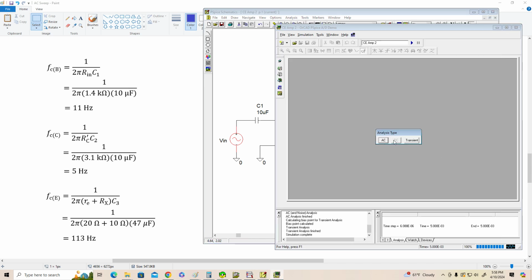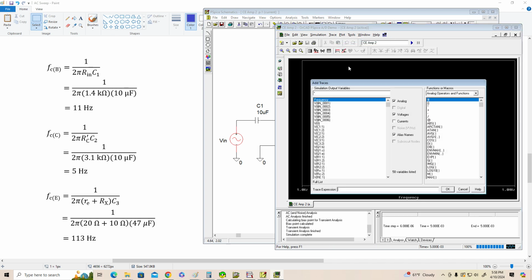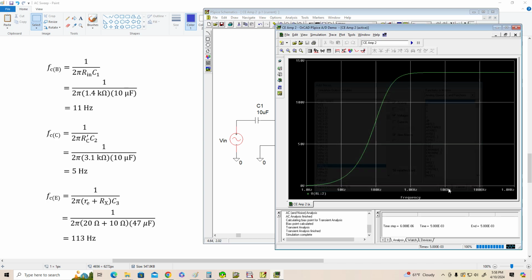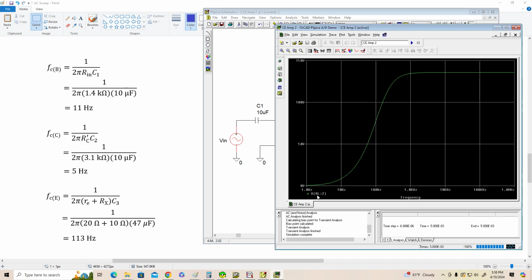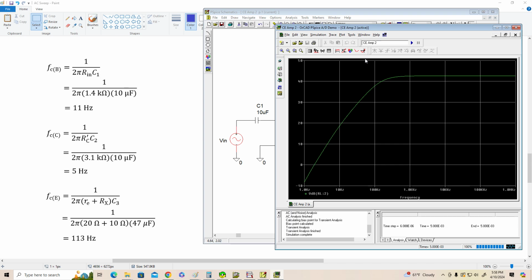All right, now we've got to choose. Let's take our AC analysis, and notice we go from 1 Hertz to 1 megahertz. We will add our output voltage waveform. That's VRL2. And there we go. Again, we want it in decibels, so let's insert our dB notation here. Oops, and there we go. All right, let me turn on my cursors.